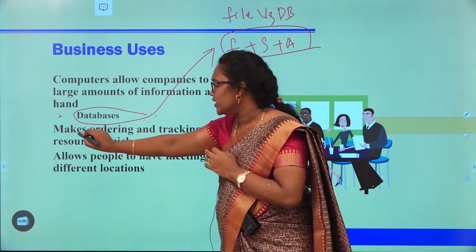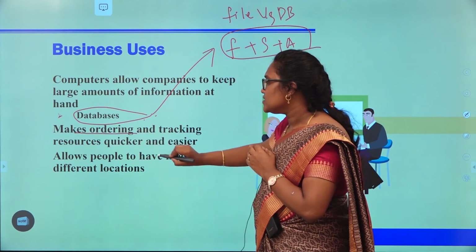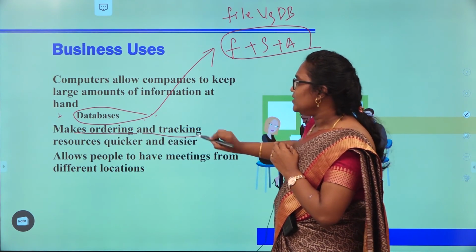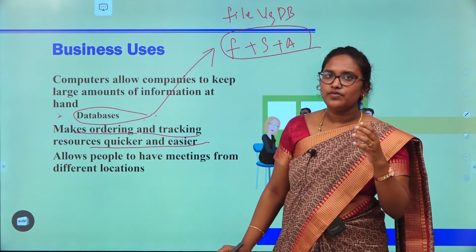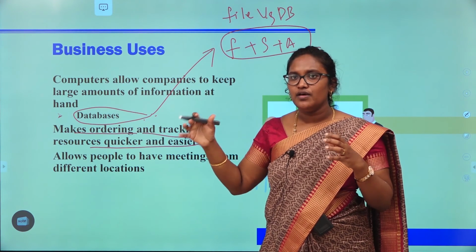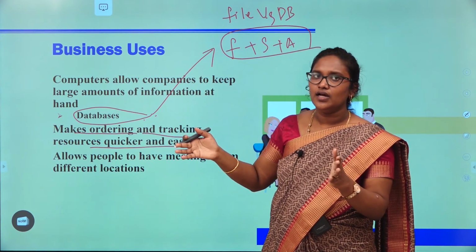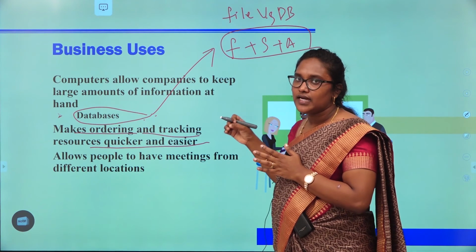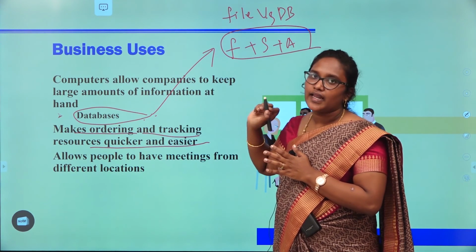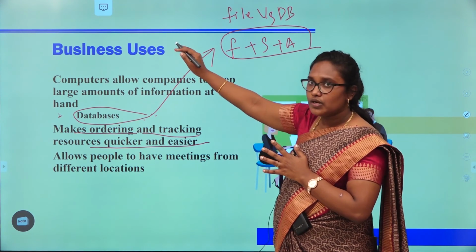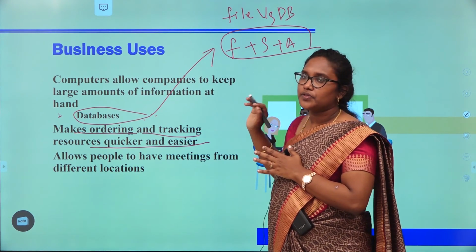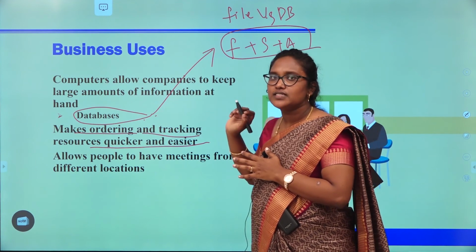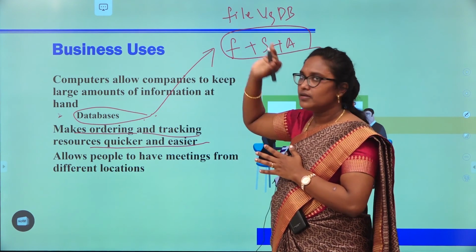That is what makes ordering and tracking resources quicker and easier. That means if you want to pick some information from a large volume of data, we are able to pick that information with the help of a database. So databases are one of the importances of a computer, and you can see these databases mainly in business.